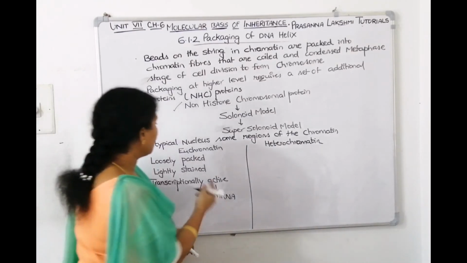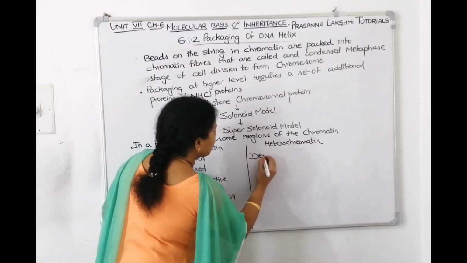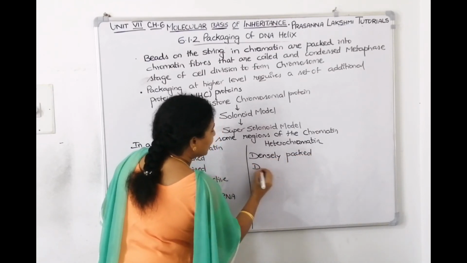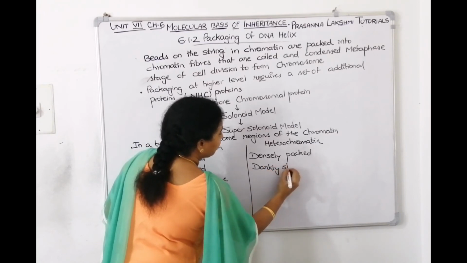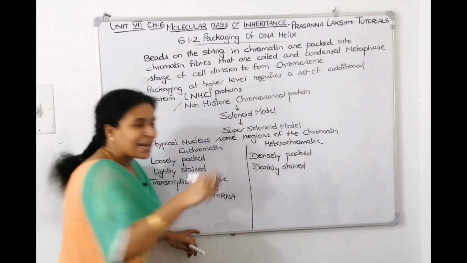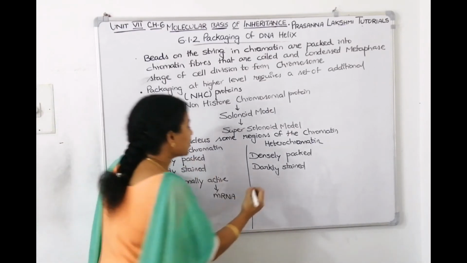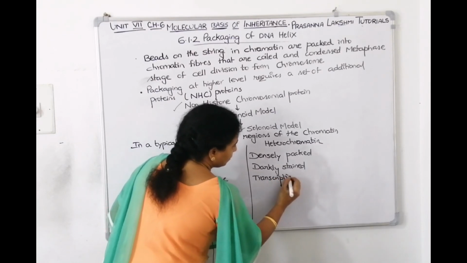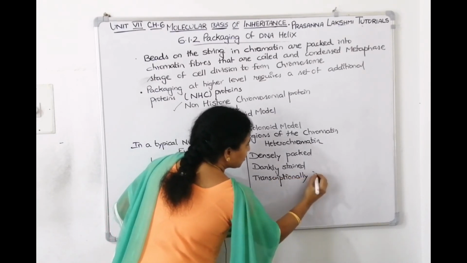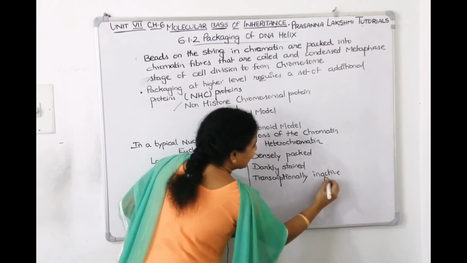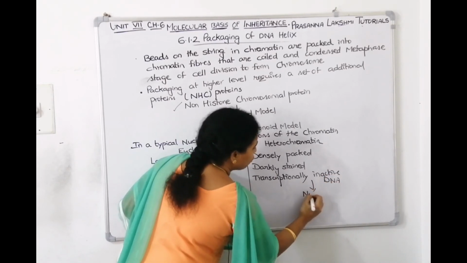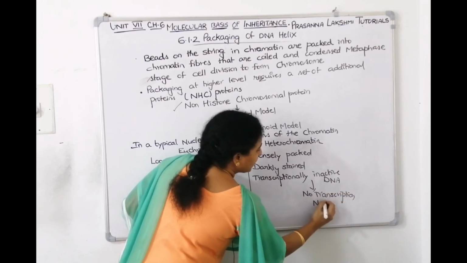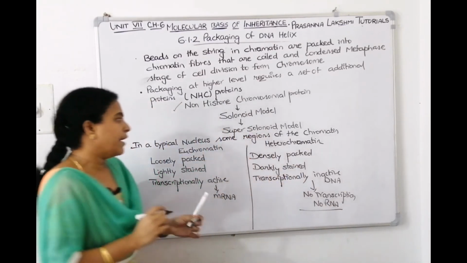Whereas the other chromatin, if this is loosely packed, then this is densely packed. Because it is densely packed, it will be darkly stained. Why is it densely packed? Because it is transcriptionally inactive DNA. Transcriptionally inactive means transcription will not occur, meaning no RNA is made. So that is why it is called heterochromatin.